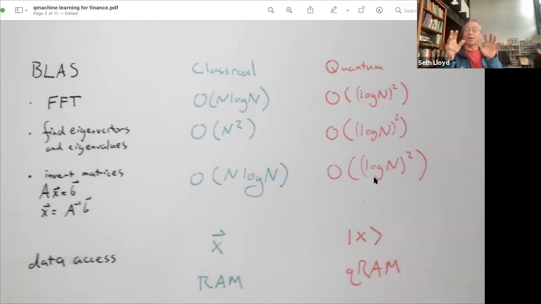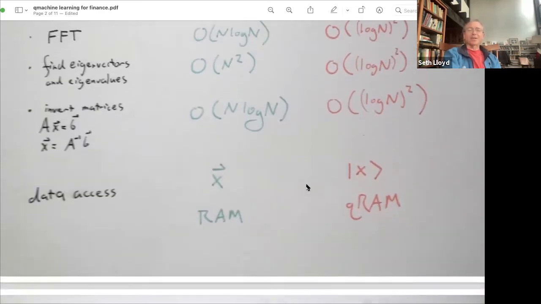So these quantum computers in principle, and actually in practice, people have of course demonstrated experimentally these quantum basic linear algebra subroutines on small quantum computers. In practice, we're not at the case where we can actually use these for machine learning yet, but this looks good.